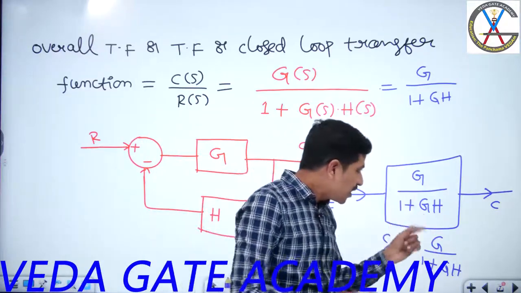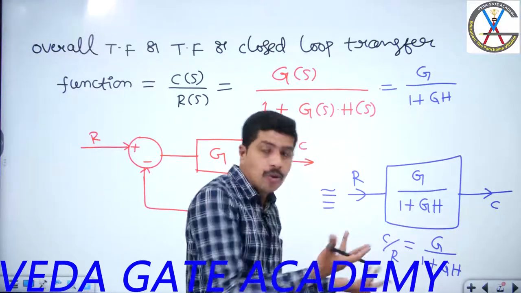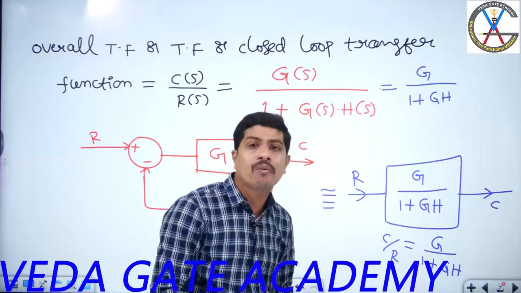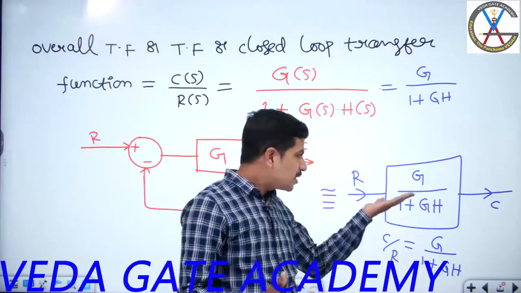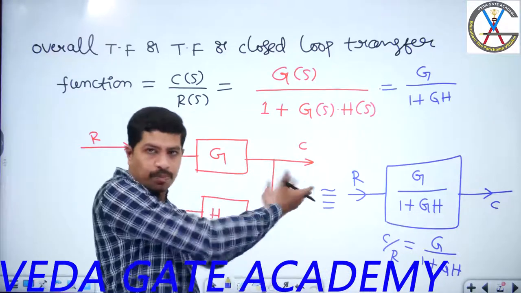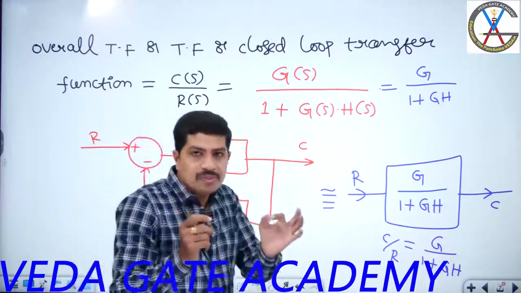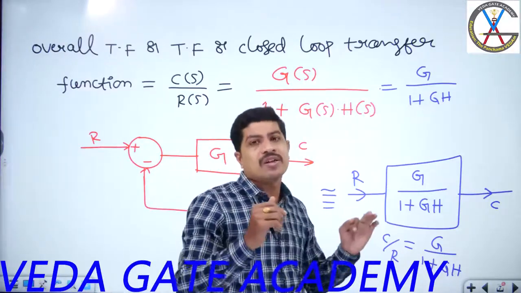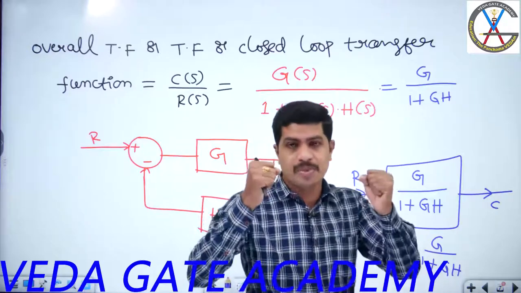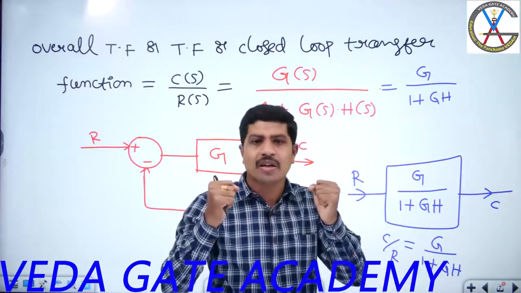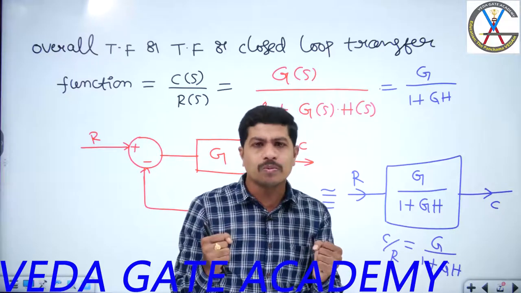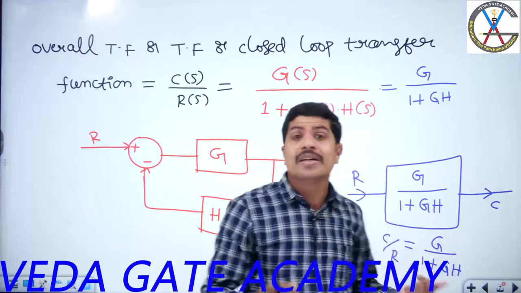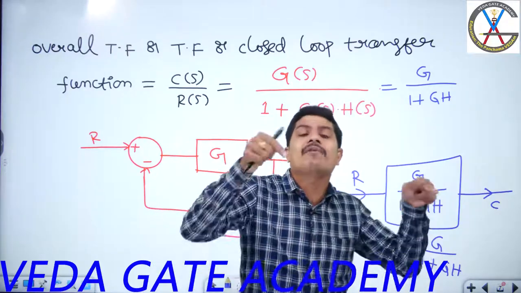If you look at this one, is there any feedback visible to you? No. Can you say that it is an open loop system? No, we can't say. It is a simplified representation of this closed loop system. Two systems are said to be equivalent if their transfer functions are the same. Suppose you have system A and system B, both giving the same transfer function. For the same input, the output will be the same. Then I can say that both systems are equivalent.